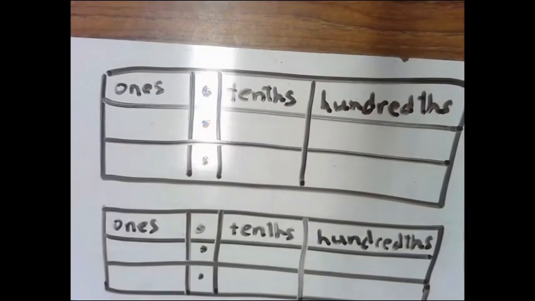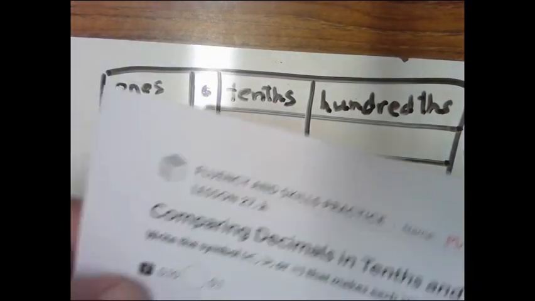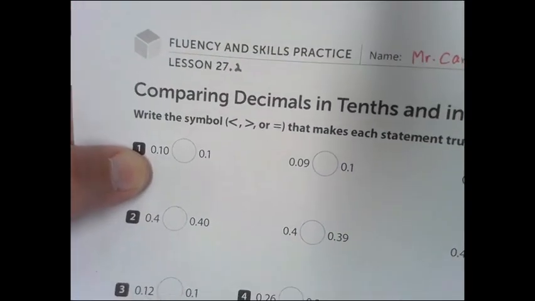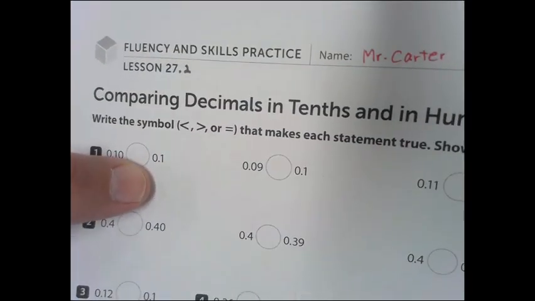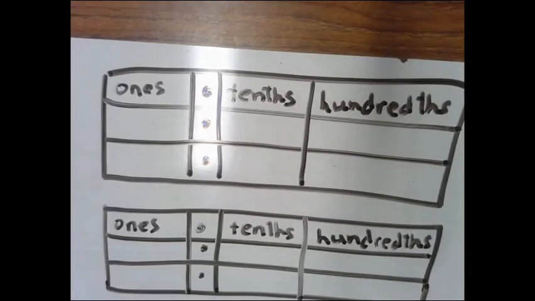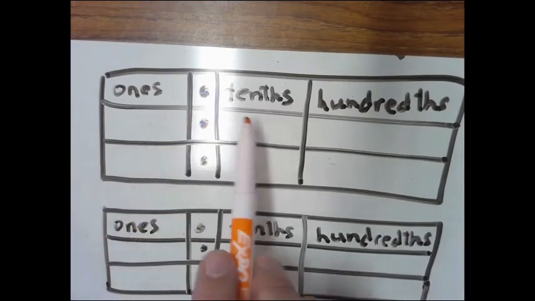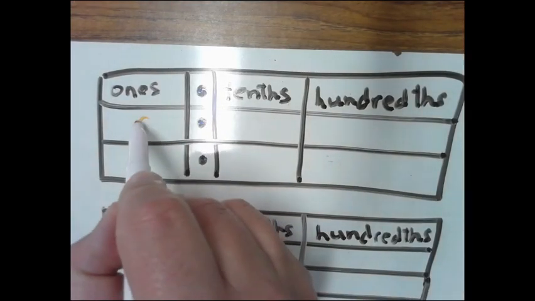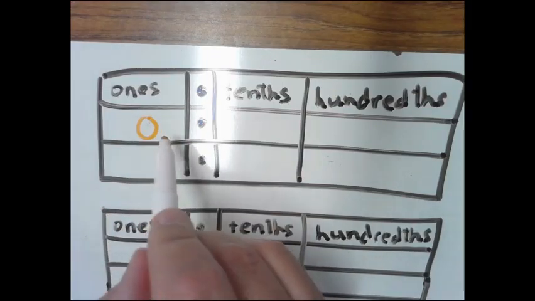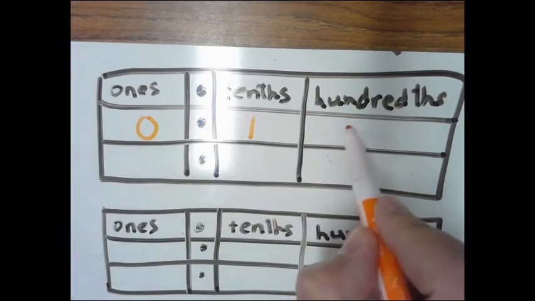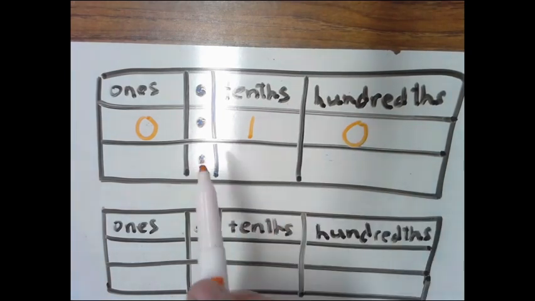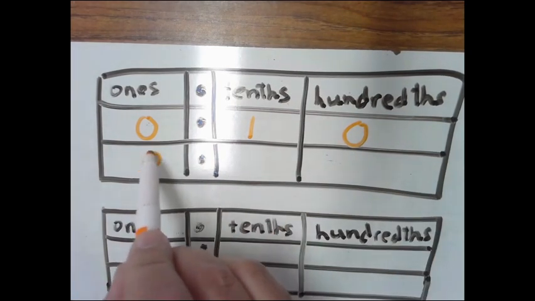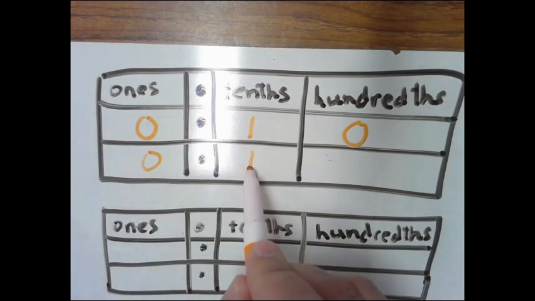So for this one, it's 10 hundredths, and we're comparing it to 1/10, right? So here's my place value chart with my decimal. So I have my ones, tenths, and hundredths, right? So for both of them, we don't have any ones. So it's 0.10, and that's 10 hundredths. And then here we have 0.1, which is 1/10.